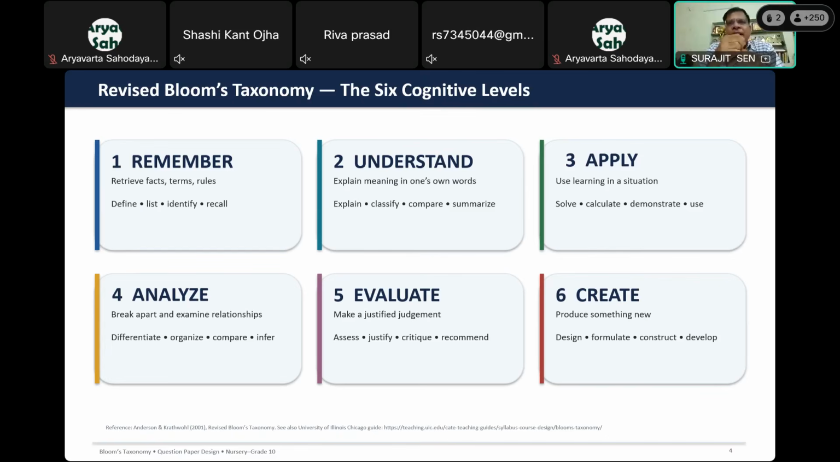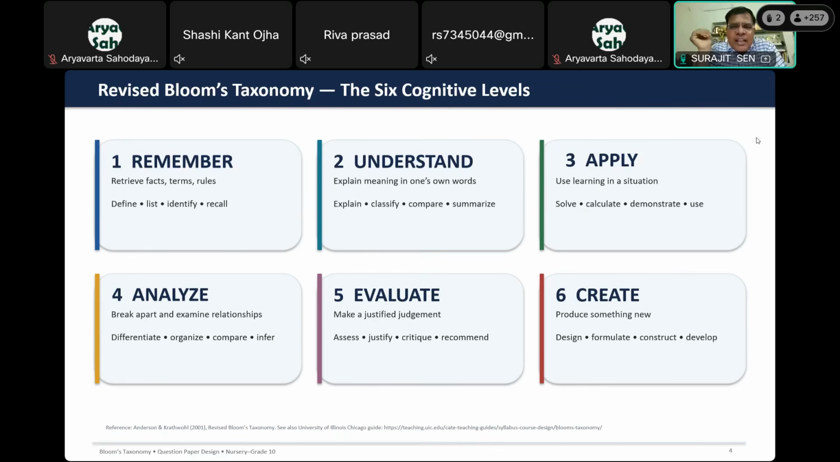Later his student Lorin Anderson, Krathwohl, and a few more were there, who all said that the time has come to bring about a change. And they brought some changes, and now we call it the revised Bloom's taxonomy. So the first part, which is the very bottom of the taxonomy, the very bottom of learning standards in school, is known as remember. Children generally remember things. In the first phase of learning, children learn. They retrieve facts and terms, they try to define things, identify, and recall whatever is taught to them.